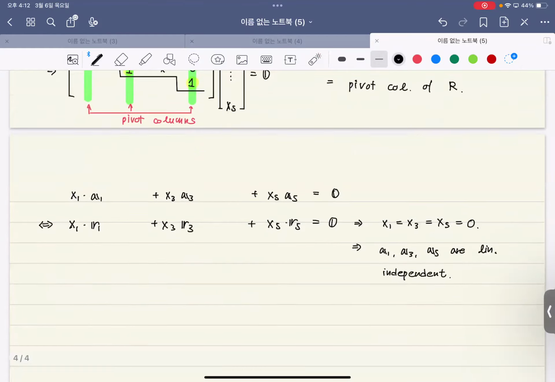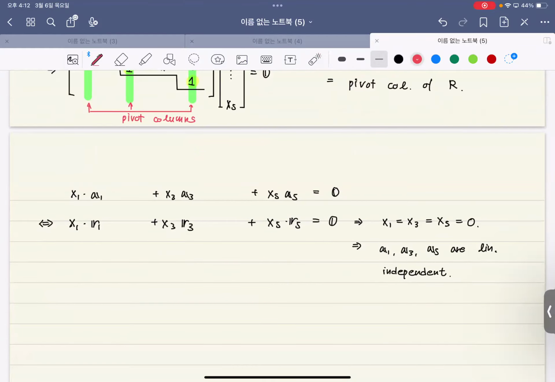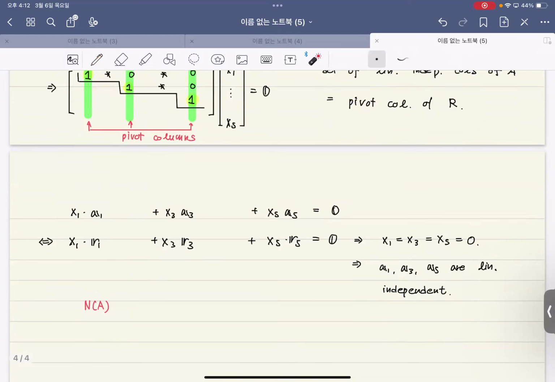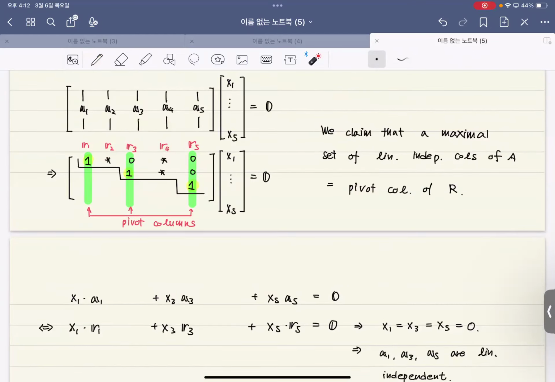So, well, my logic is this. The null space of A is the same as the null space of R, right?